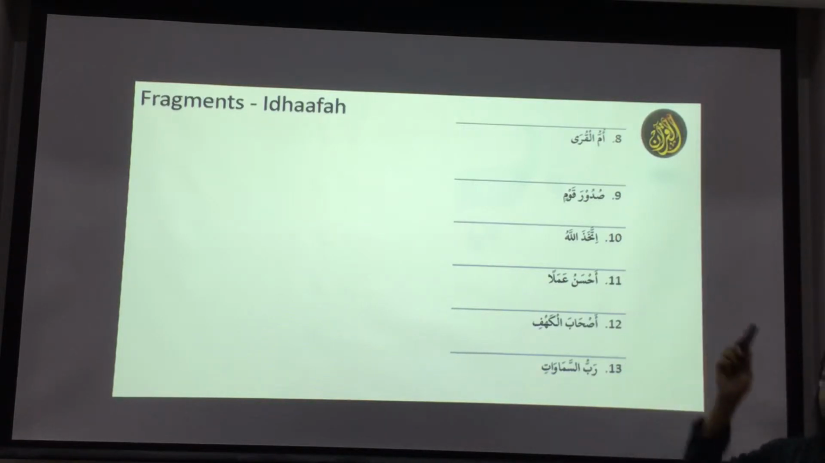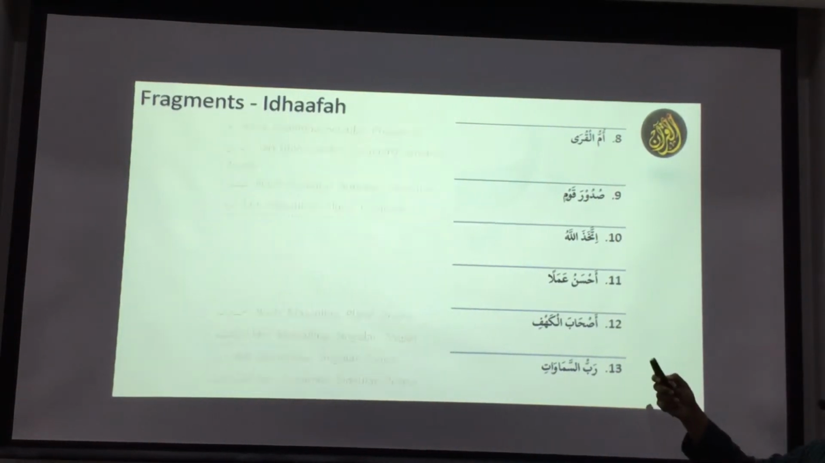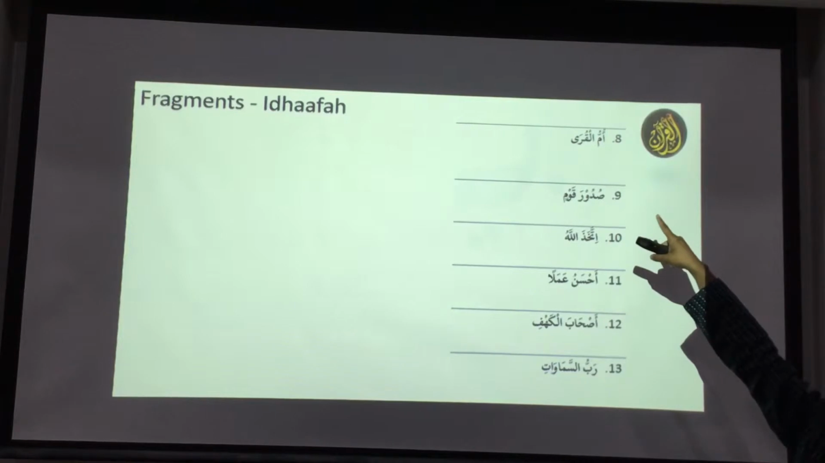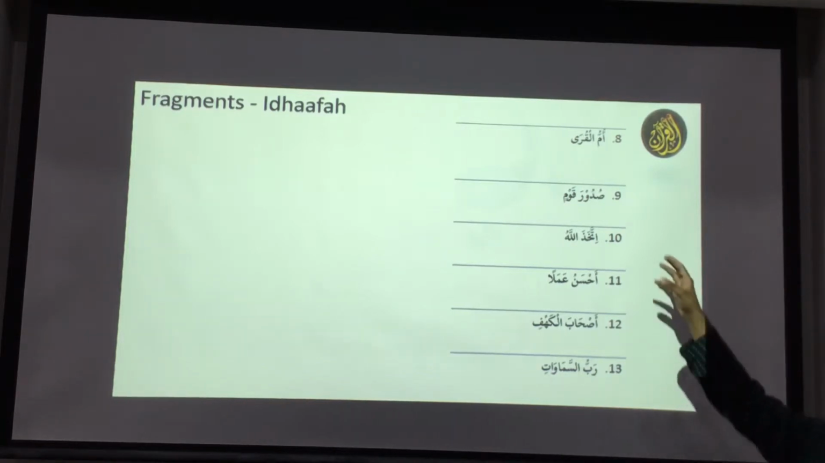And that's why if it could be jar, then it is jar. You understand? So you can say, okay, why do you say this is a jar? Let's look at the example. Because it could be rafa also. Yes, it could be rafa, it could be nasab. But if it can be jar, then we accept it as a jar. So that's why Ummul Qur'a.